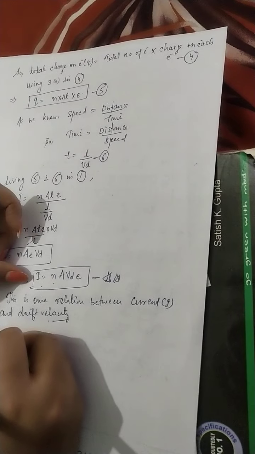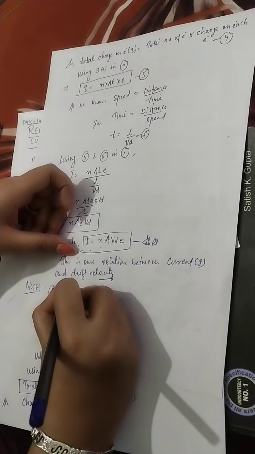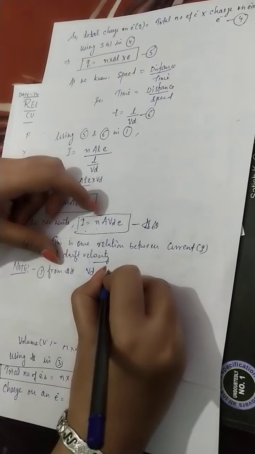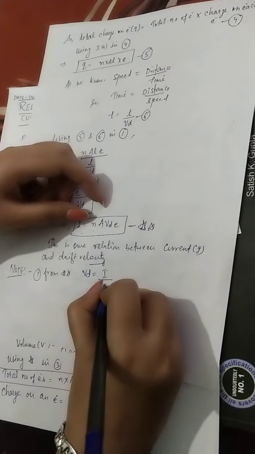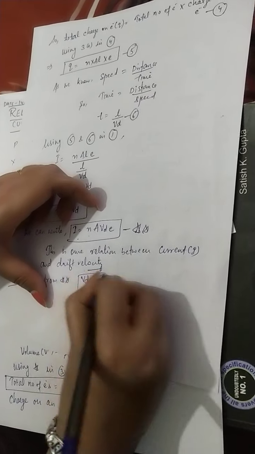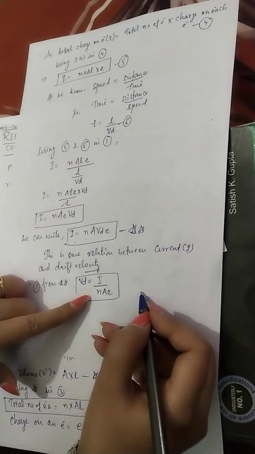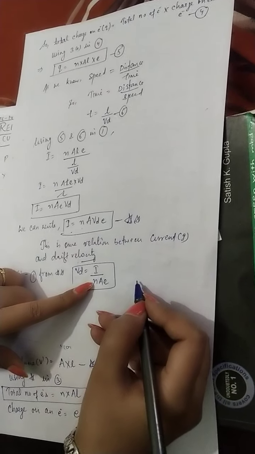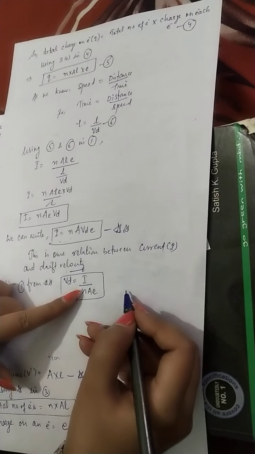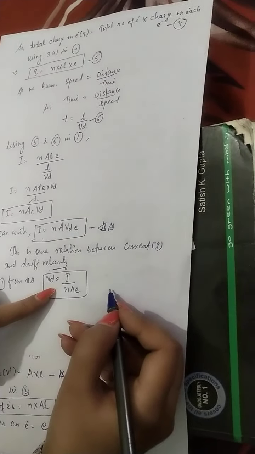And from this, we have one note. We can get the formula of v_d from here. From the double star, v_d is equal to I over nAe. So we have got another relation for v_d in terms of current. We have another formula, and these formulas can be used for numerical purposes.